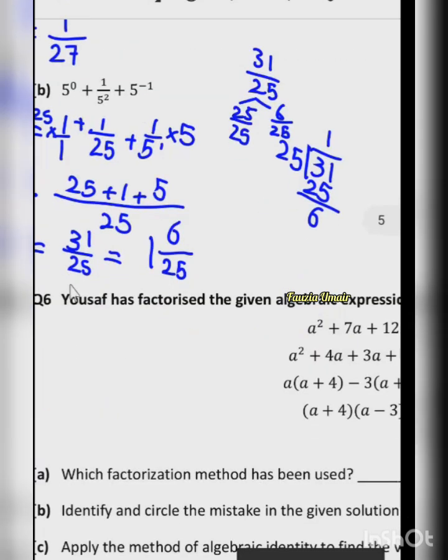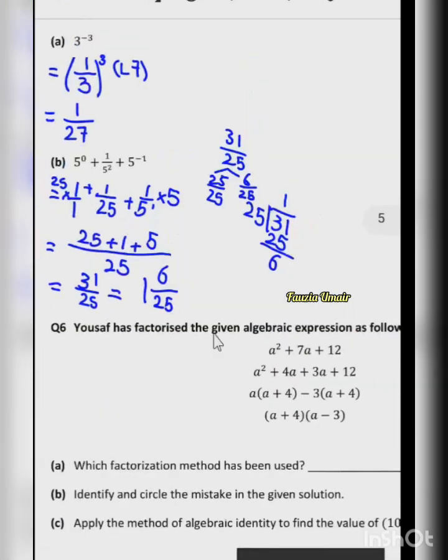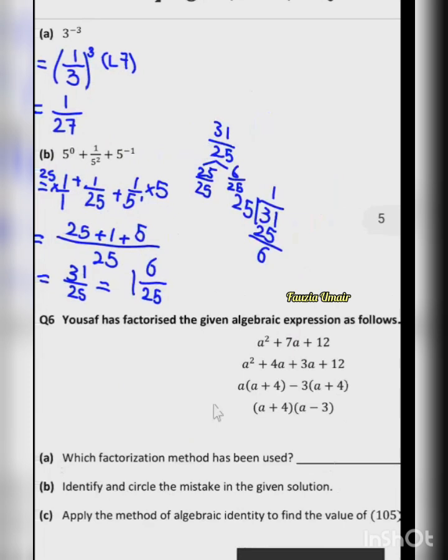The next question is very interesting. So can you read the question, Rasyab? Ma'am, this one. Yes, beta. Yusuf has factorized the given algebraic expression as follows: a squared plus 7 expression. Yes, beta.